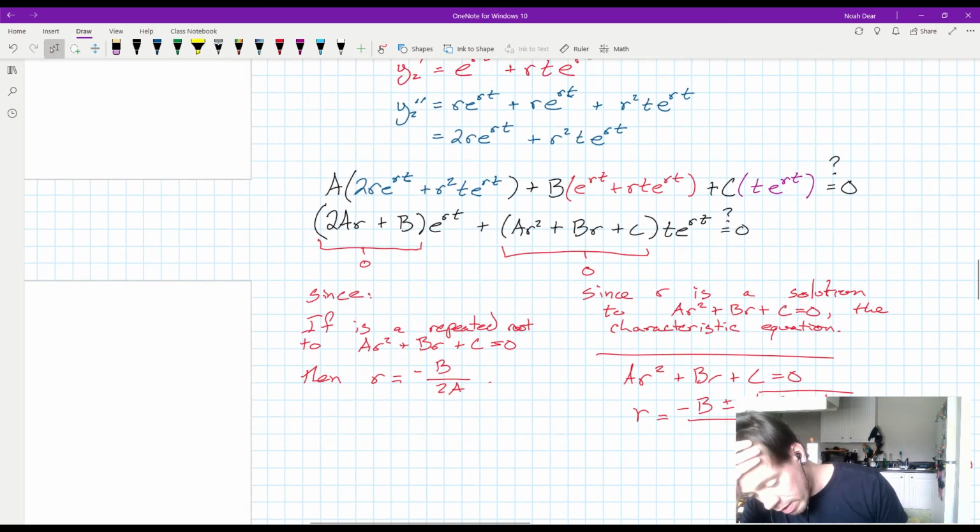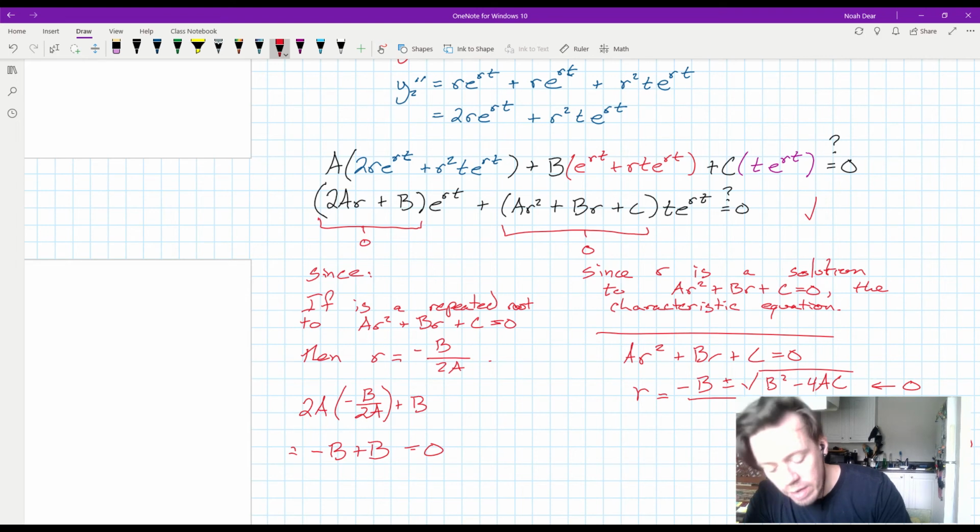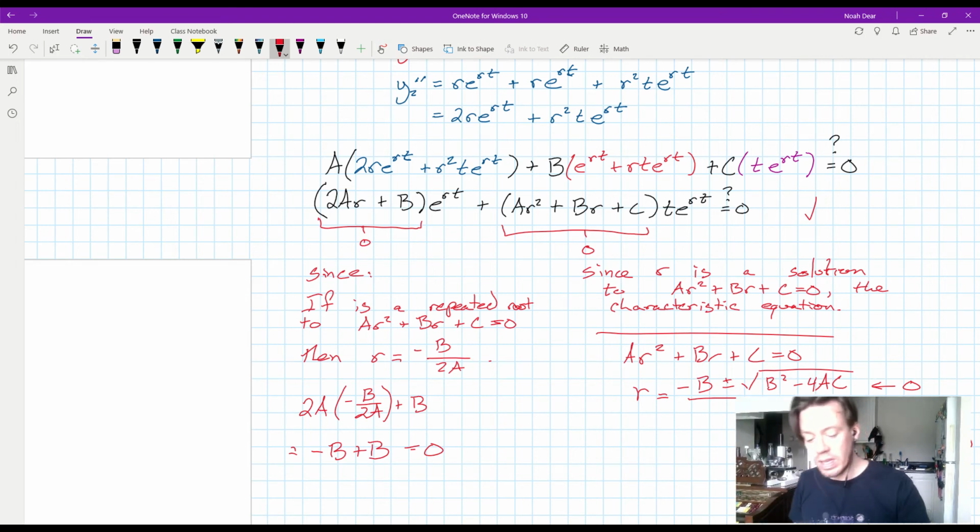So if our solution is negative b over 2a, and we plug that in, then we get 2a times negative b over 2a, plus b. This equals, oops, I didn't mean to put that parenthesis there. The 2a's cancel, I get negative b plus b equals 0. And so yes, we have 0 equals 0, so this is a solution.